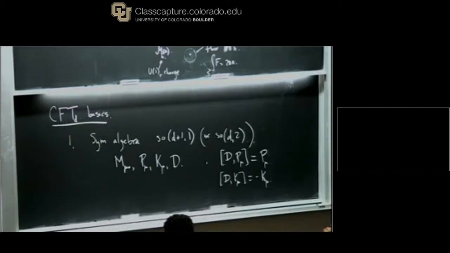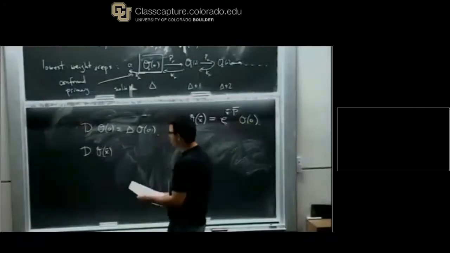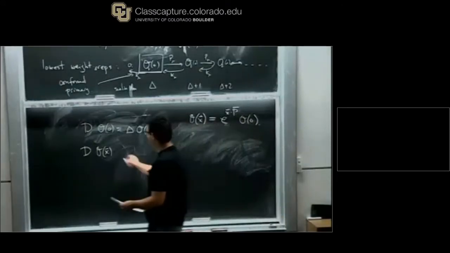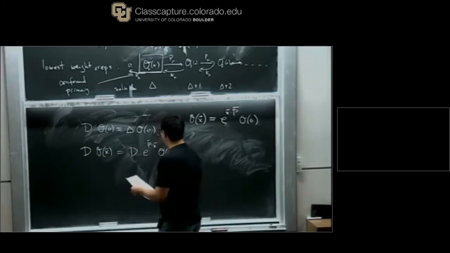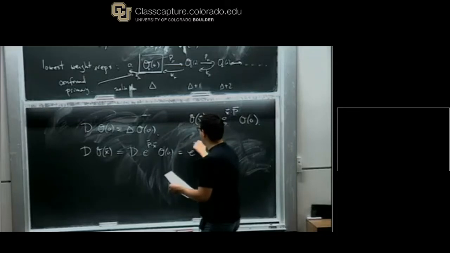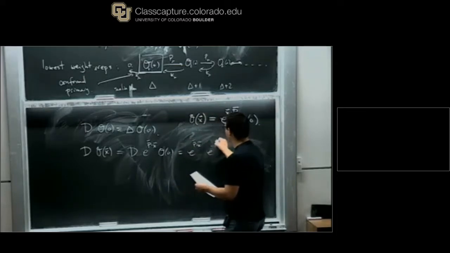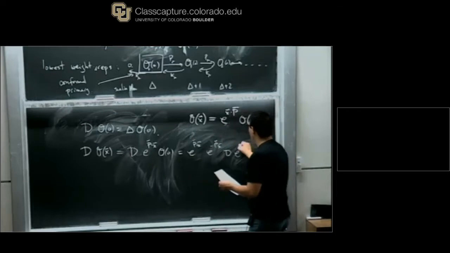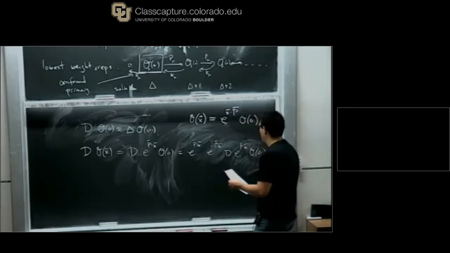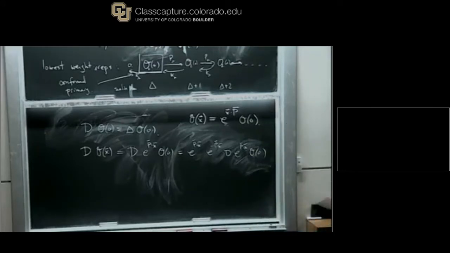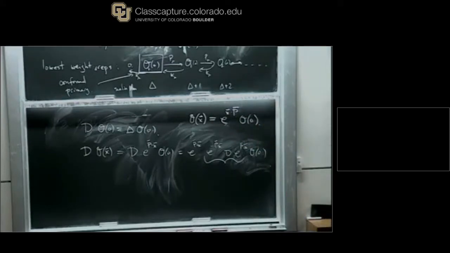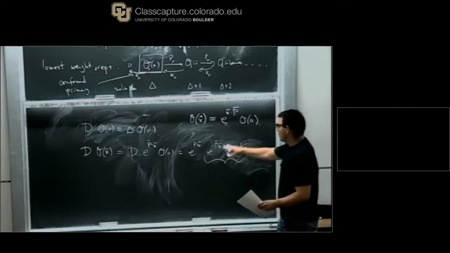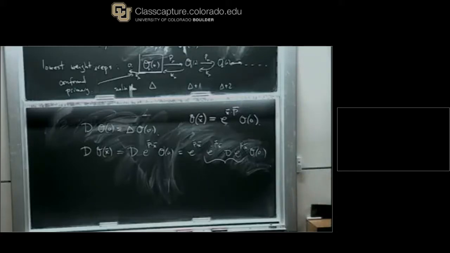Okay. So then, I could just figure out what D of O of x is. So this is D e to the p dot x, O of 0. And then I can write this as e to the p dot x, e to the minus p dot x, D e to the p dot x, O of 0. Now I can think of p and D as Lie algebra elements. So then, to evaluate this quantity, we can use the Baker-Campbell-Hausdorff formula.